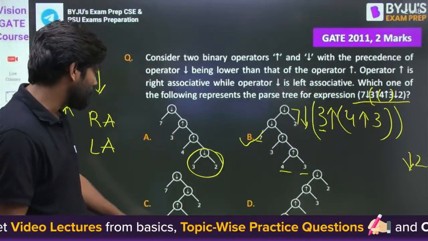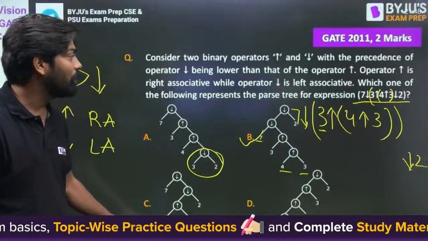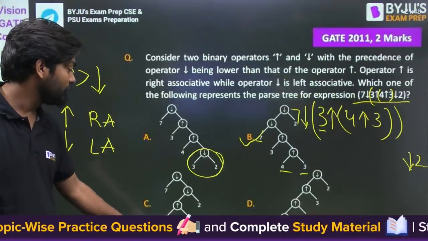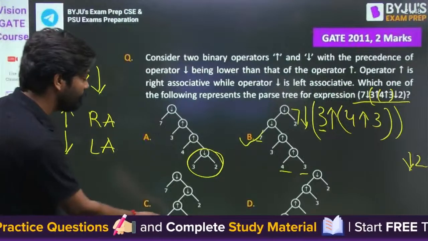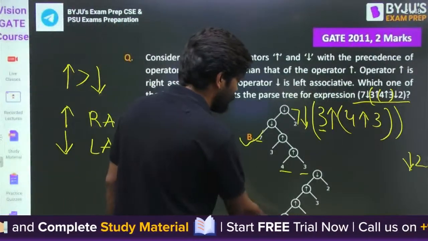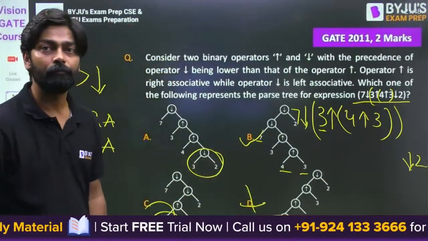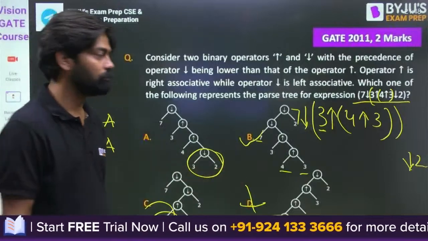Fine. Now see clearly, option C, why is it incorrect? C is also incorrect. Why? Because you are evaluating 3. This is right associative, but here it is left associative. That's why it is also wrong. And this one, once again 7 and 3 you are evaluating. This is also wrong. So we have B. B is the correct option. Yes, B. If anyone has a doubt, you can ask me.